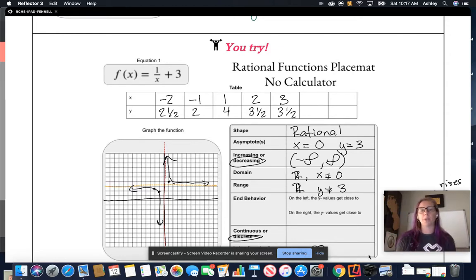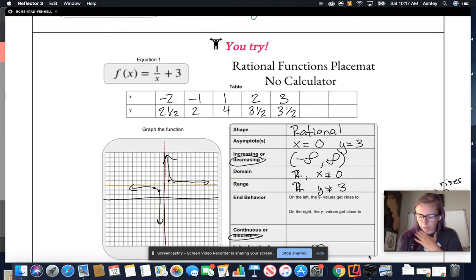In this case, the asymptote is at 0. That's the value of x that would break this function. So I started with -2, -1, and then I skipped 0, of course, went to 1, 2, and 3. And that's how I got my values. Again, just plugging in those values of x, solving for y, or f of x, as the case may be. This is a rational function. That's how we name the shape. We have an asymptote at x equals 0. That's the value of x that would break the function.